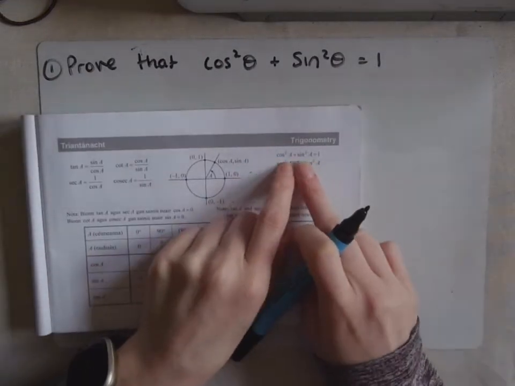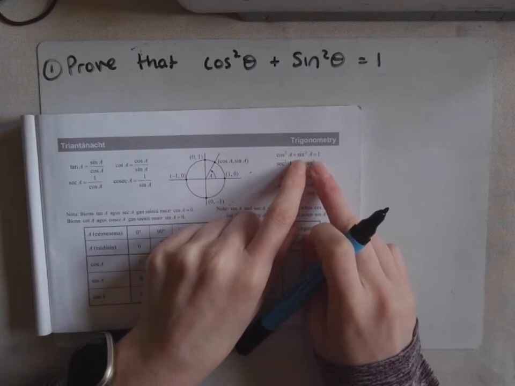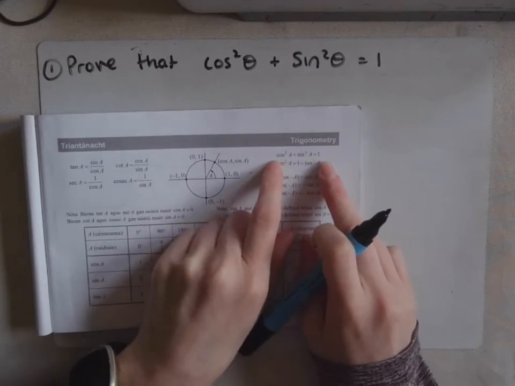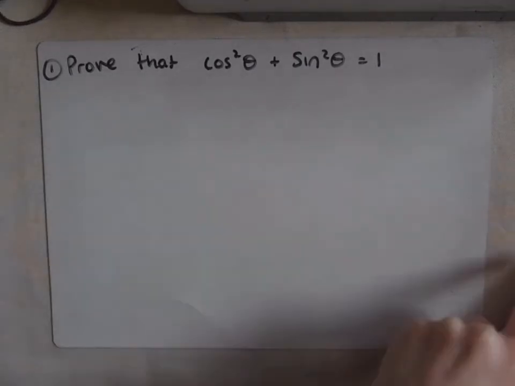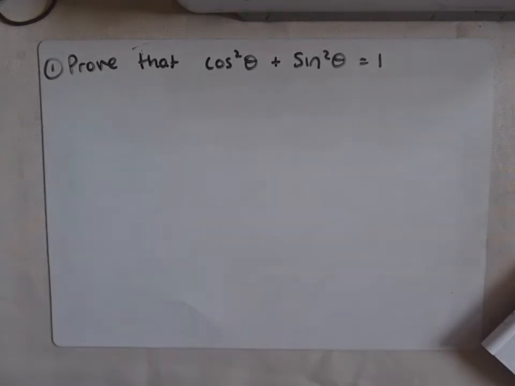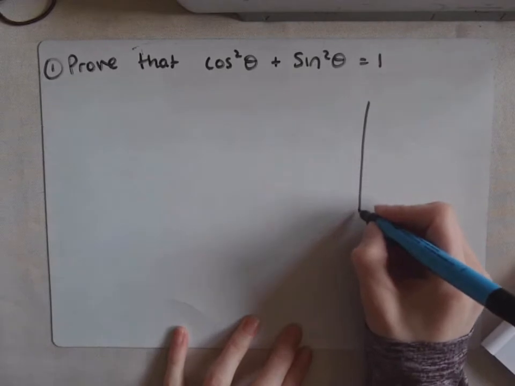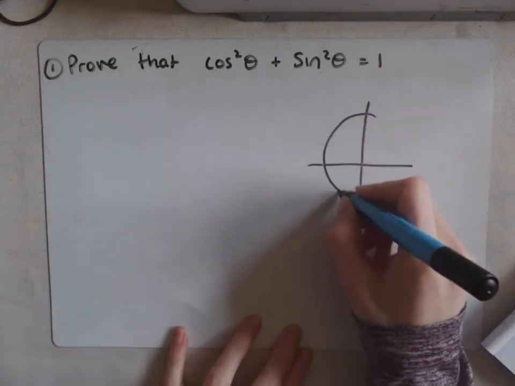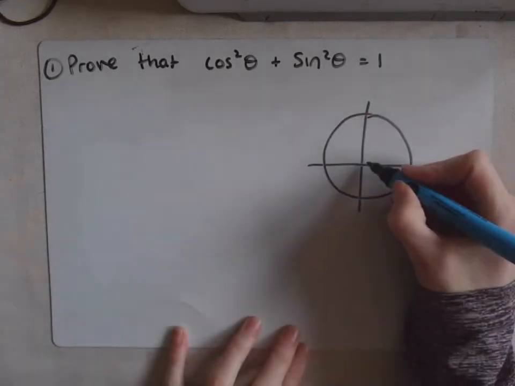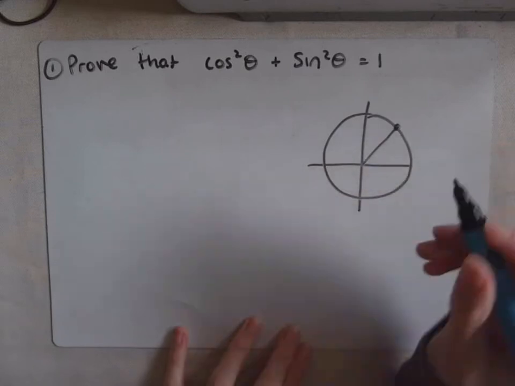Here in your log tables, you've got cos squared A plus sine squared A is 1. That's given to you. That's something we know. Now they're asking us to prove it. So prove that cos squared theta plus sine squared theta is 1. Now to do this, you're going to draw your unit circle. So you'll remember your unit circle is a circle with radius 1 unit.